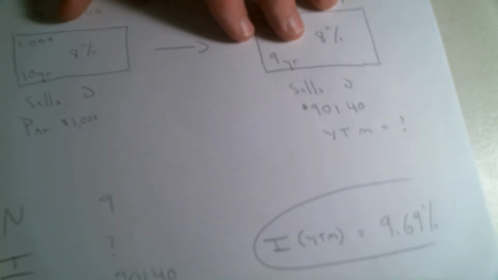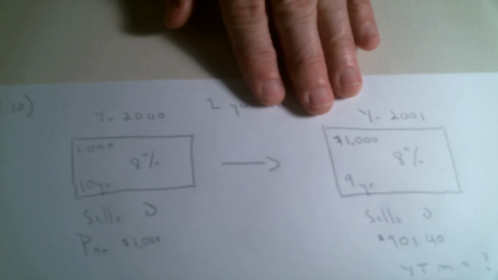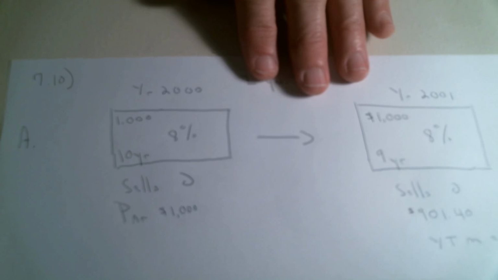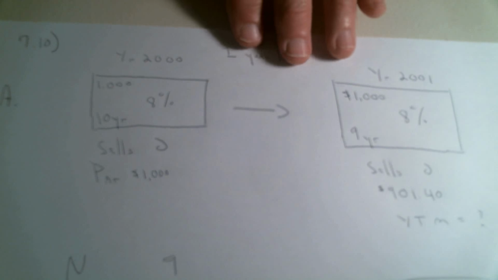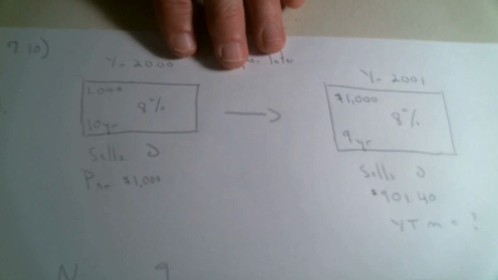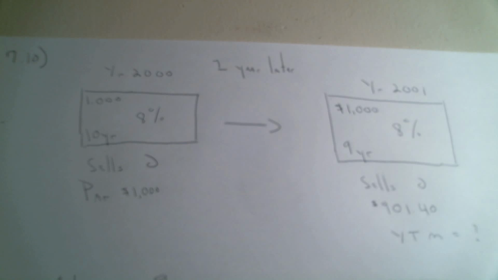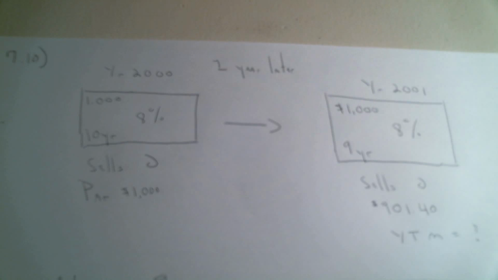Okay. 7.10 is a two-part problem. Part A. So I just made up year 2000, 2001 to say that this is today and 1 year later. That's all, so you could have used any year. So it's 10 years and now it's a 9-year maturity.